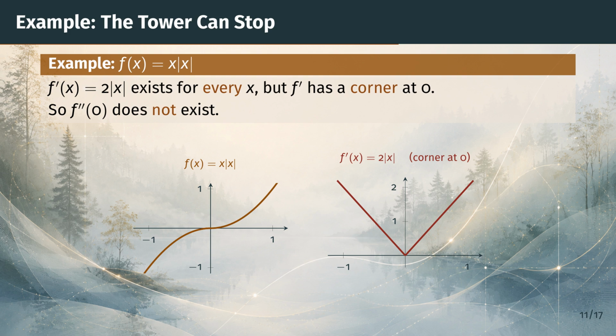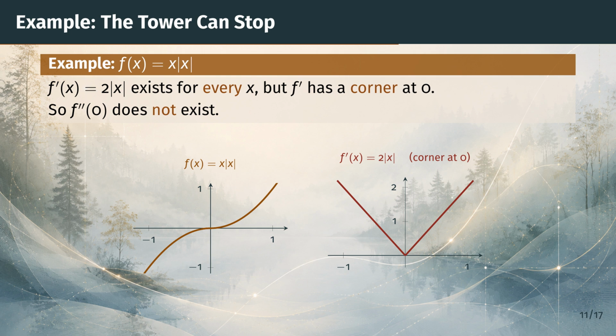Now an example where the tower stops after one step. Define f of x to be x times the absolute value of x, that is, x squared for positive x, and minus x squared for negative x. The left picture shows its graph in amber, a smooth-looking S-shaped curve through the origin. This function is differentiable everywhere, and its derivative is 2 times the absolute value of x.